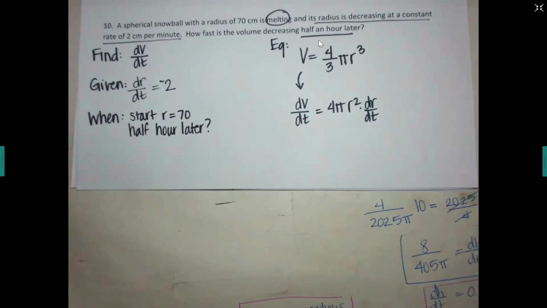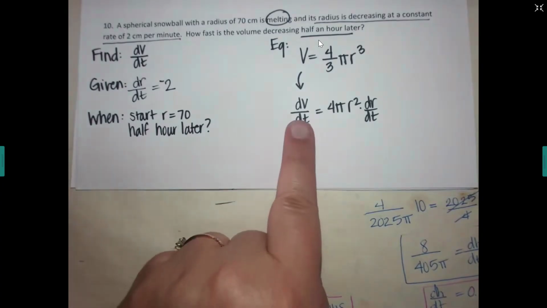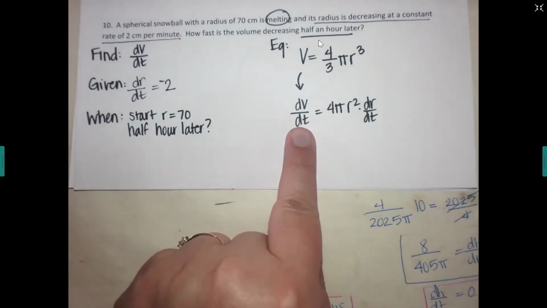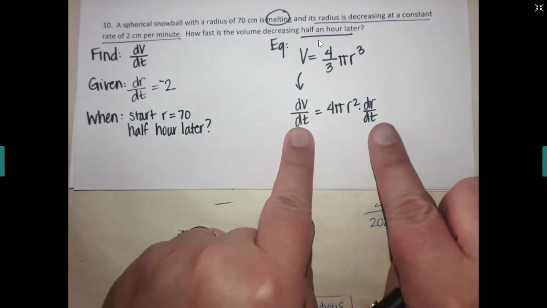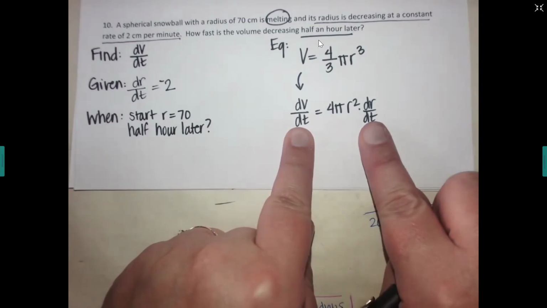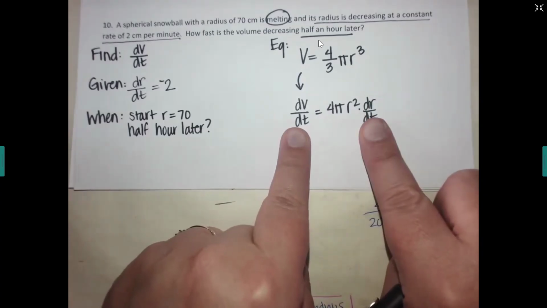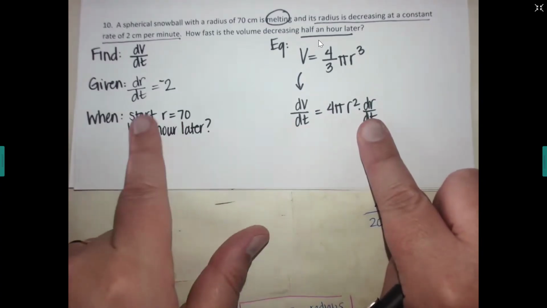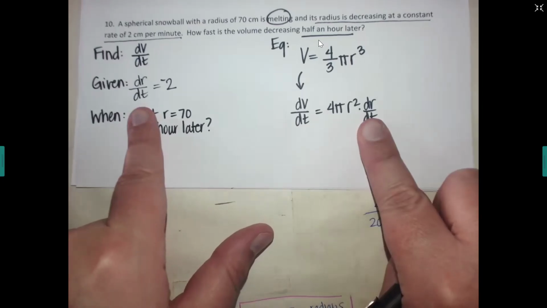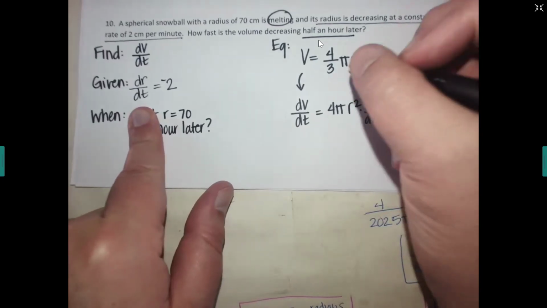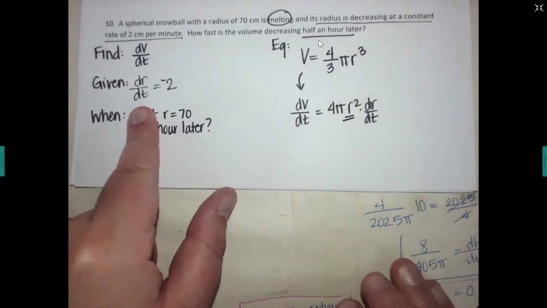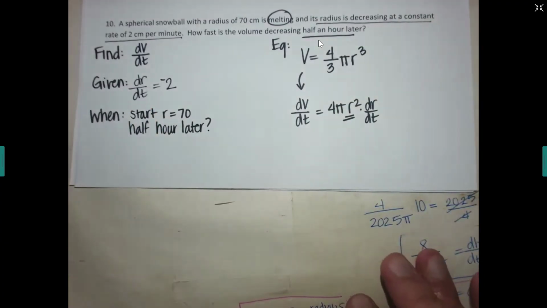Okay, what measurement am I going to need to find dV/dt if I only so far have dr/dt? I need to know what else. So I want this one, I have this one. What do I still need? I know dr/dt, it's -2. I need regular r, right? And I know that the radius at the beginning was 70, but I don't know what it is later.